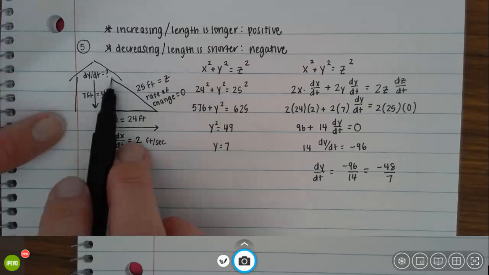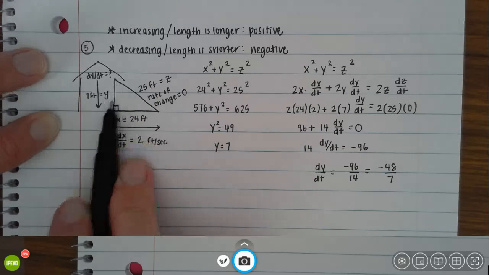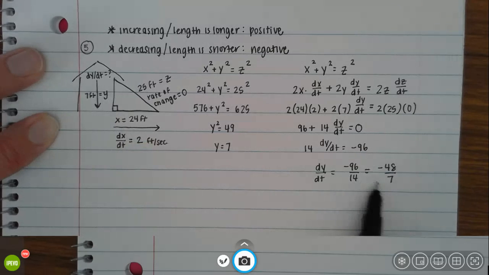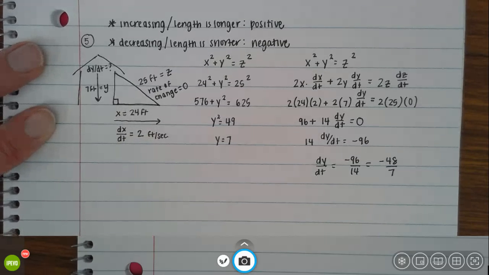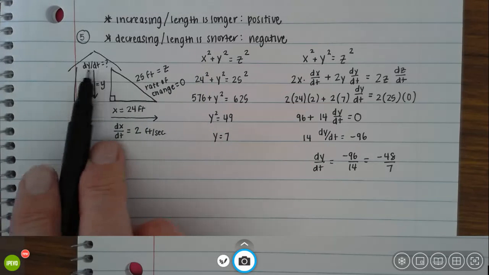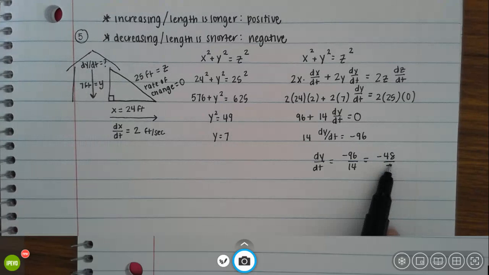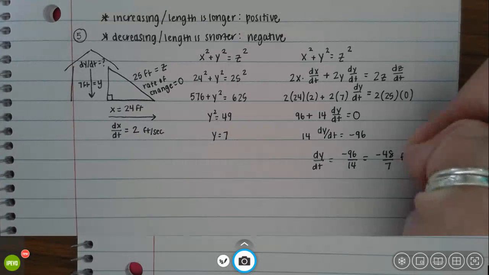So since as the ladder is sliding down the wall, this vertical distance is getting shorter, that means that this rate of change would be negative. So in terms of actual units, we know that this is just a length that is changing. dy dt is representing a length. So our units on dy dt would be just in feet per second.